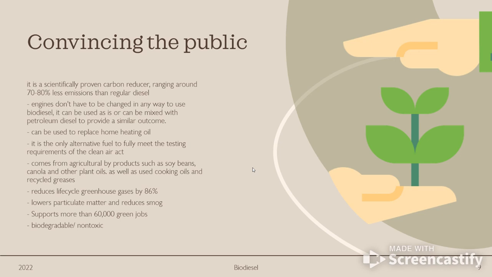Convincing the public. It is a scientifically proven carbon reducer, ranging from 70 to 80% less emissions than regular diesel. Another reason why we should convert to biodiesel is that the engines that use diesel don't have to be changed in any way to use biodiesel. It can be used as is, or it can be mixed with petroleum diesel to provide a similar outcome. It is also the only alternative fuel source to meet the testing requirements of the Clean Air Act. It reduces life cycle greenhouse gases, it lowers particulate matter and reduces smog, and it supports more than 60,000 green jobs.